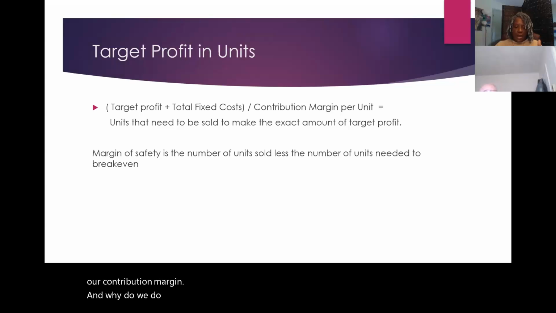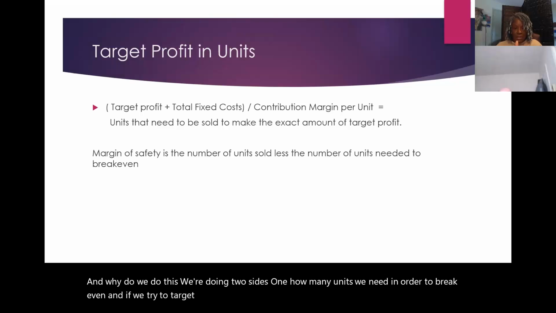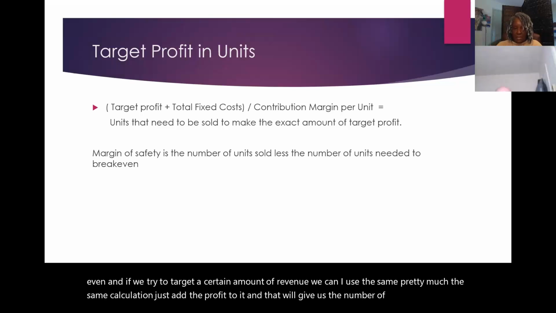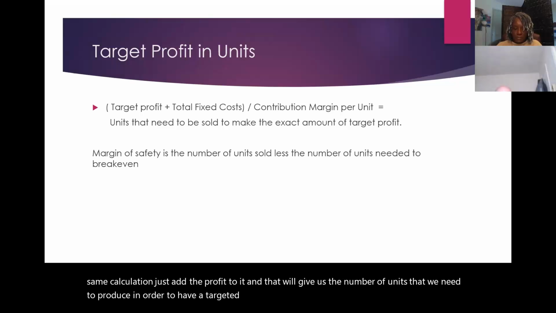We're doing two sides. One, how many units we need in order to break even. And if we try to target a certain amount of revenue, we can use pretty much the same calculation, just add the profit to it, and that will give us the number of units that we need to produce in order to have a targeted amount of profit.